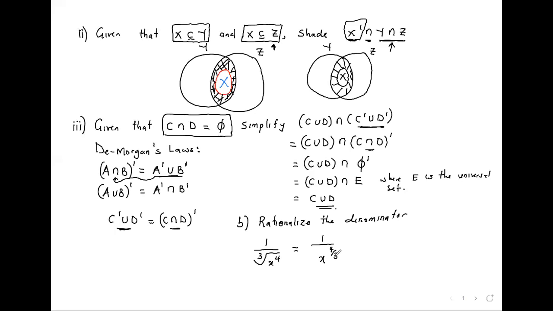Don't use E, because E is here. Or maybe we use G. We had C, D, and G, where G is a subset of E, the universal. Yes. The answer wouldn't be C union D. It would be C union D intersection G. That's it. All right, thank you.